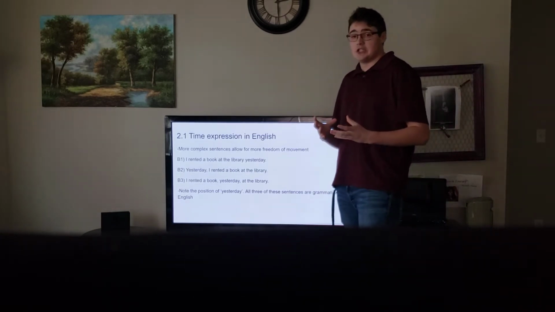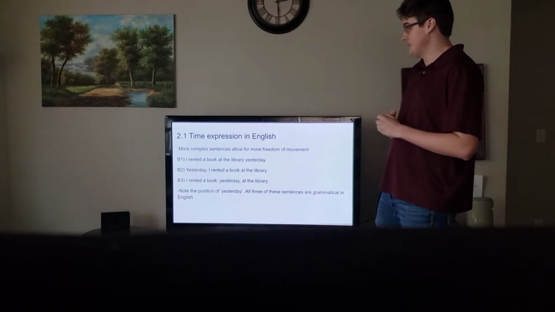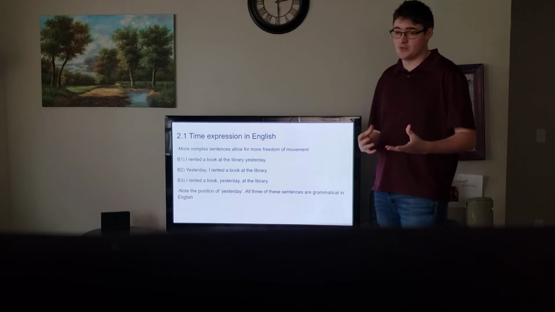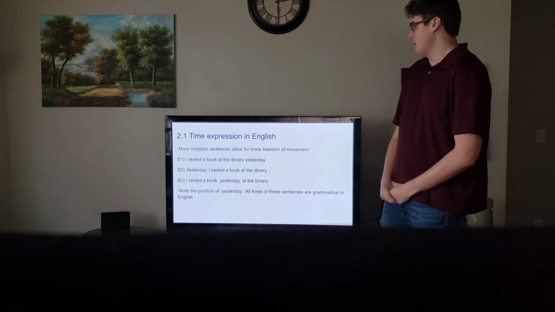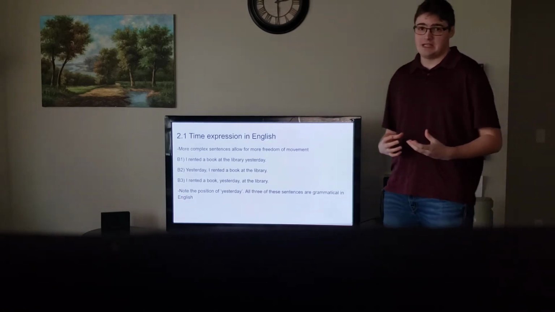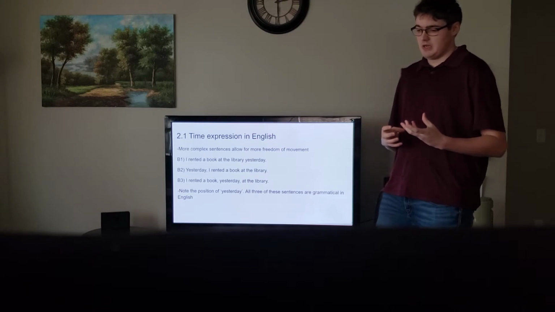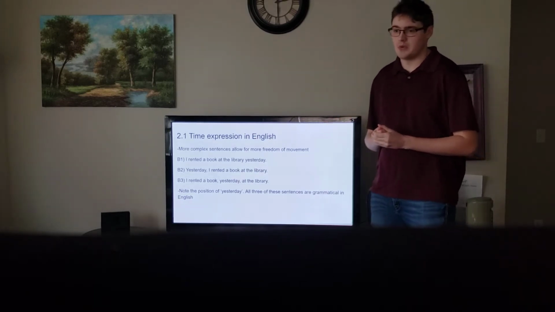So the presentation is on time expression in Chinese, and so we're going to focus on time expression in English first to get a good base understanding of what that looks like. More complex sentences allow for more freedom of movement when it comes to not only time expressions, but a plethora of other expressions in English as well.